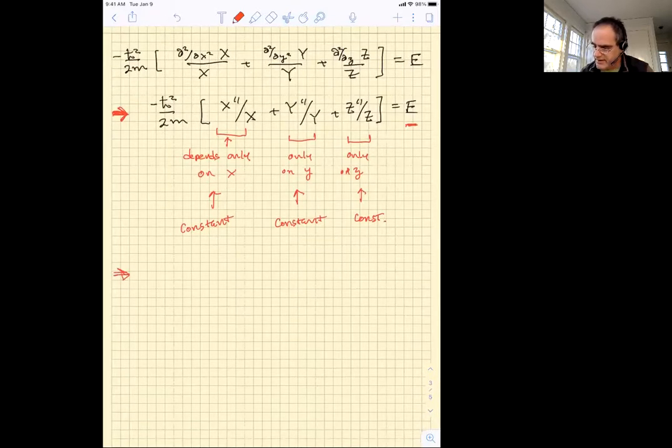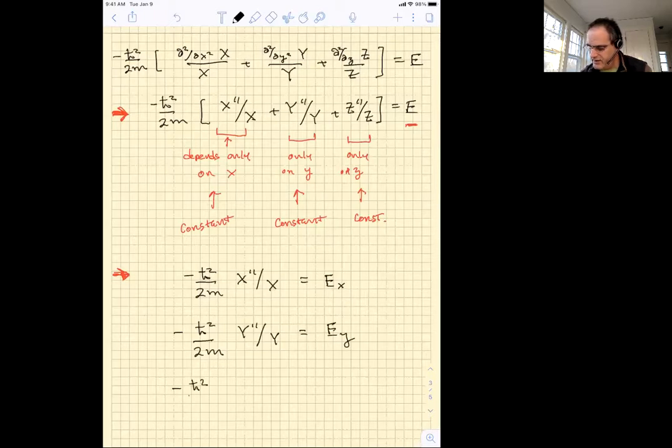And that's the secret, because now we have 3 terms and each of them has to be equal to a constant. So let's write that out. So we can say minus h bar squared over 2m of x double prime divided by x is equal to a constant. I'll call the constant ex. Likewise, minus h bar squared over 2m y double prime divided by y is equal to another constant. I'll call it ey. And we have a third term as well.